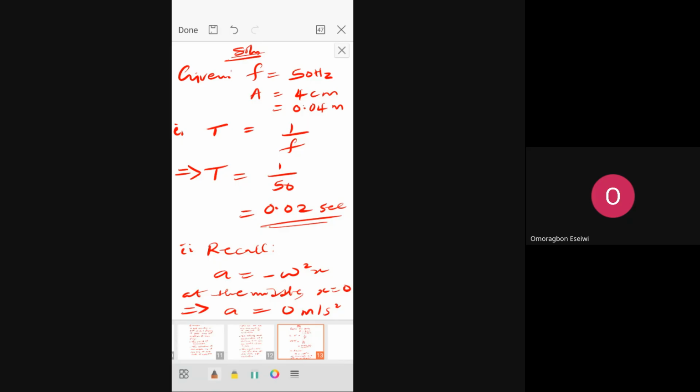Now, but at the end, remember at the end that x is equal to A. Don't forget that at the end, which is the position for the maximum displacement, x is going to be equal to what? A. So let's do that. So acceleration at the end, I can say that x is equal to A. Of course, it implies that my acceleration a is going to be what? Minus omega square A. You see that? That's exactly what it is.